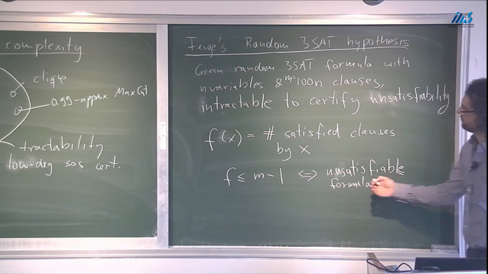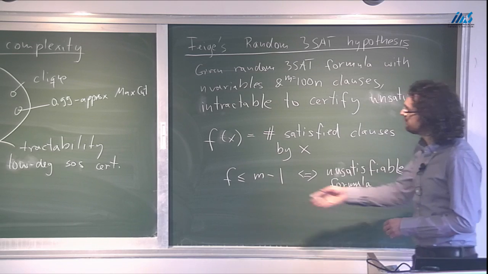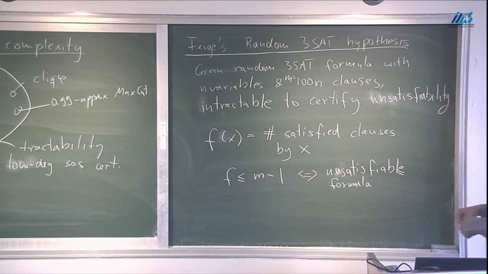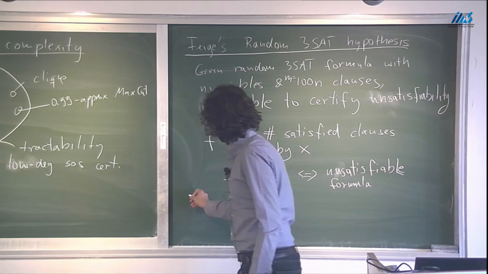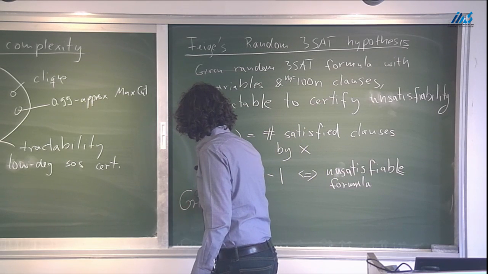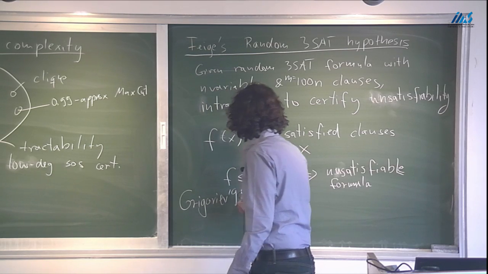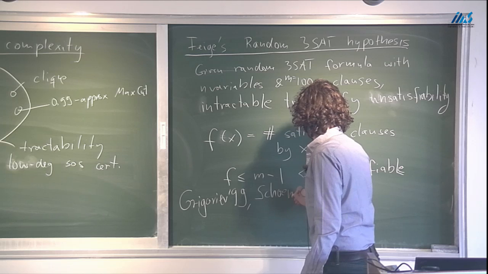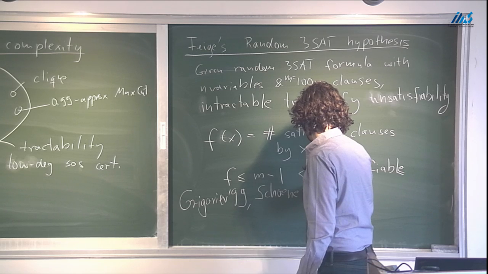And now you can ask, do there exist sum of squares certificates for these kinds of statements? In some sense, if you want to support Feige's conjecture, what you would try to prove is that there don't exist these kinds of certificates, and people managed to achieve this. So this result by Grigoriev, from I think around '99, was forgotten for some time and rediscovered by Schoenebeck. Not sure if I'm spelling this correctly.